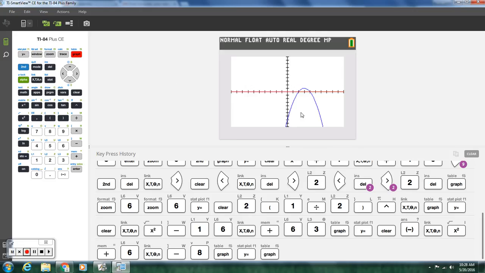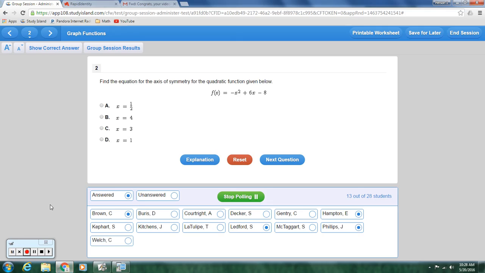Remember, this parabola has an invisible dotted line going right through the middle of this. So you want to find the x part of the vertex. You got to do the minimum or maximum. You gotta go to the left of it, and you gotta go to the right of it, and you gotta hit enter again one more time.